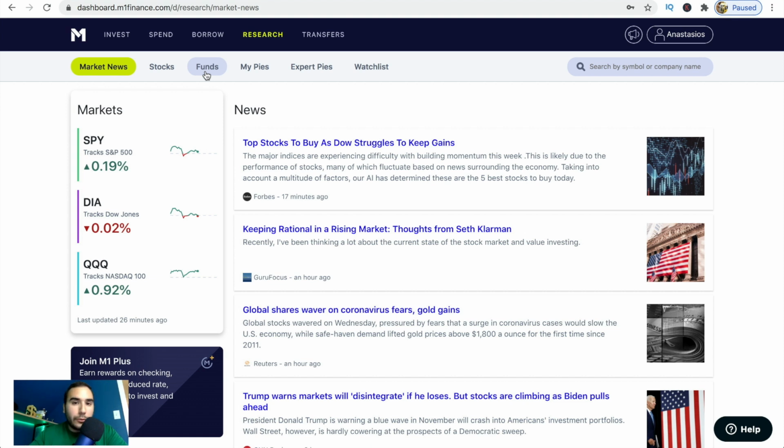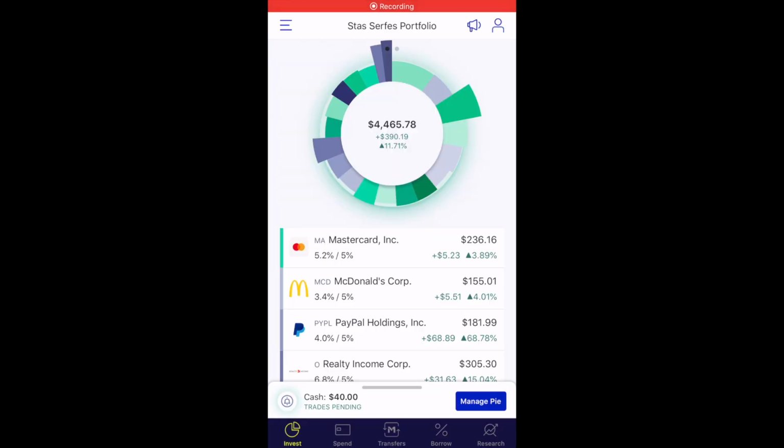Now let's just run through the mobile app very quickly before we wrap up this video to give you guys a bit more perspective, because I know these days many people are just buying stocks on their phone. They don't even pull up their computers. So let's go to the mobile app very quickly so I can show you guys what it's looking like. Alrighty guys, so here we are on the mobile app and this is what it's looking like.